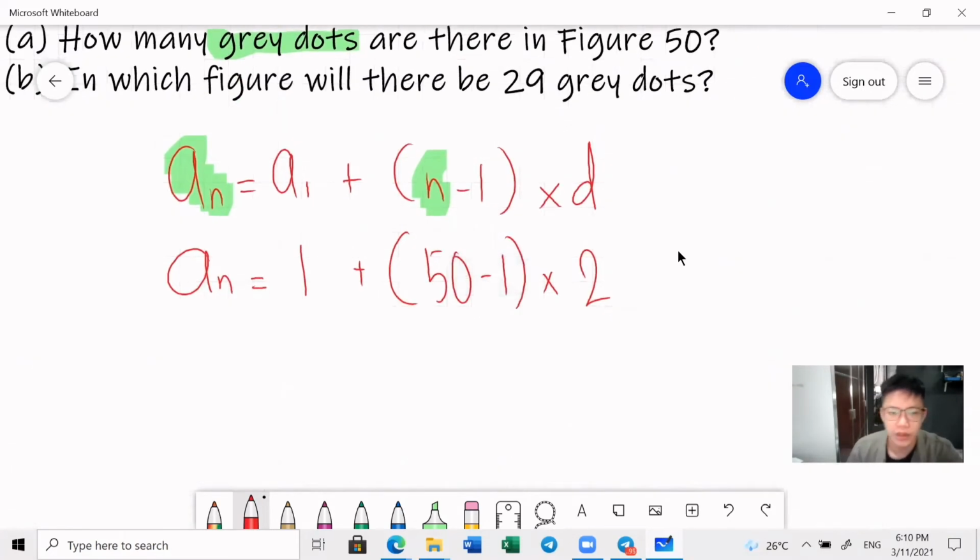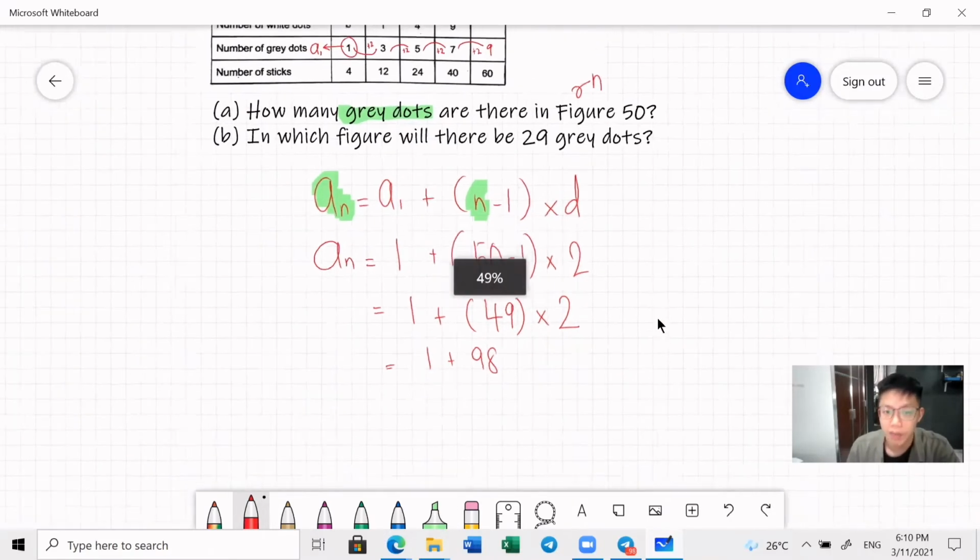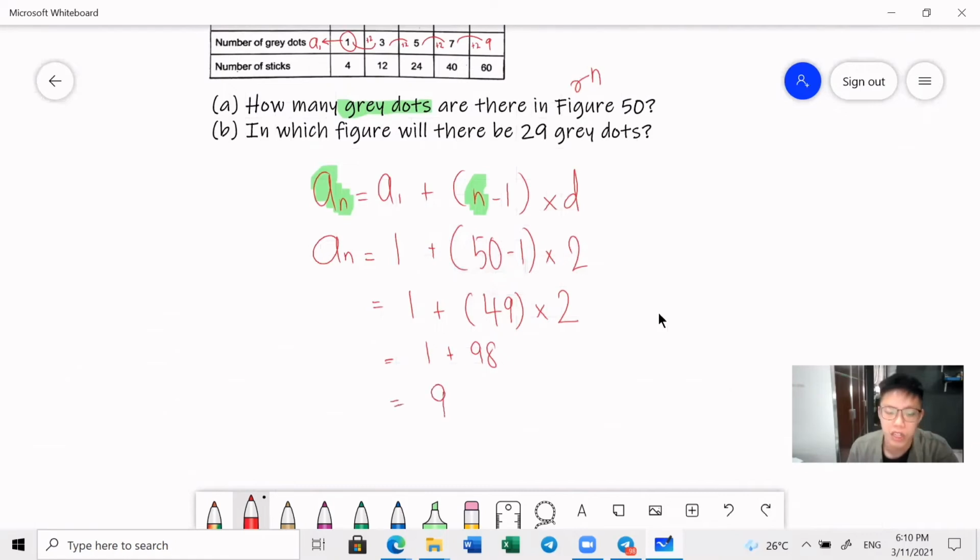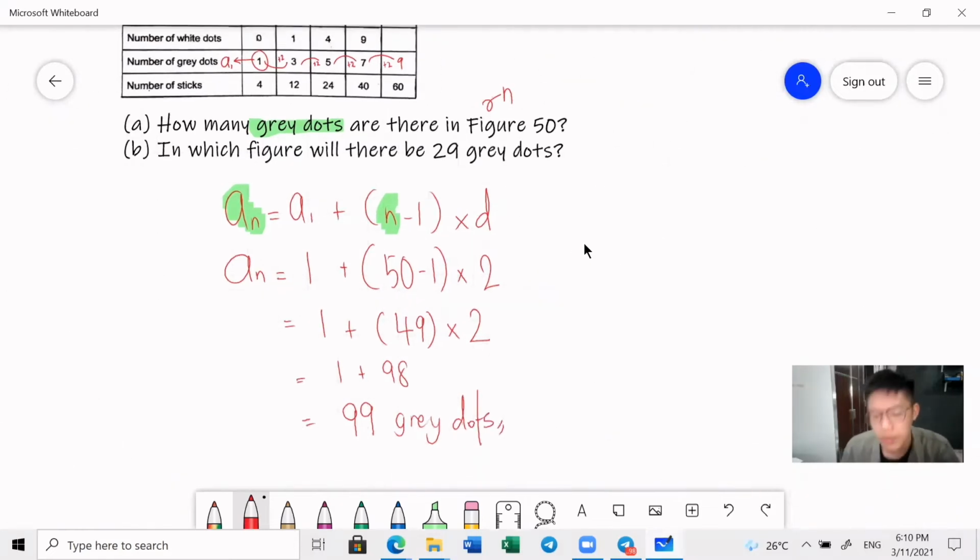Okay, so once you're done with that, what you want to do is you want to solve it. Whatever that is in the bracket has to go first, right? So you get 49 over here, you times 2. Again, you remember BODMAS. So what you have to do, you have to do the multiplication first. So let's do 49 times 2. As you can see, 49 times 2 is 98. So 1 plus 98. Therefore, your answer for the number of gray dots in figure number 50 is actually 99. So over here, what we have discovered is that there are 99 gray dots in figure number 50.